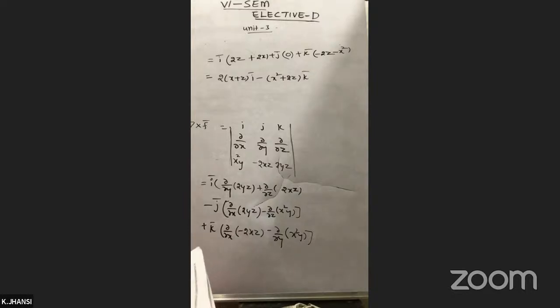Even if you have a problem to show that the vector is irrotational, whatever the del cross f value is, if you get that value as 0, then we call that vector function an irrotational function. And one more problem is there: if a function f is given, then we have to show that f is irrotational and find the scalar potential function.